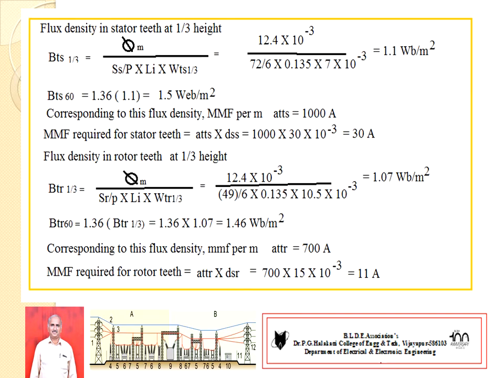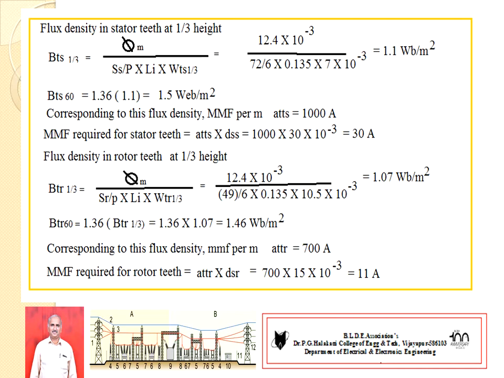Then flux density in stator teeth at 1/3 height. We already know BTS 1/3 equals Φm divided by Ss by P into Li into WTS 1/3. What is WTS 1/3? Width of stator teeth at 1/3 height from narrow end. This value is given, it is 7 mm. Convert into meters. So substitute all the values.